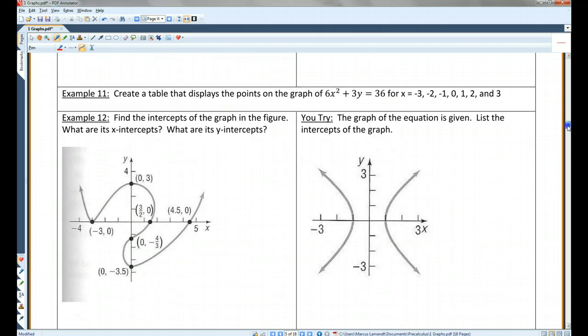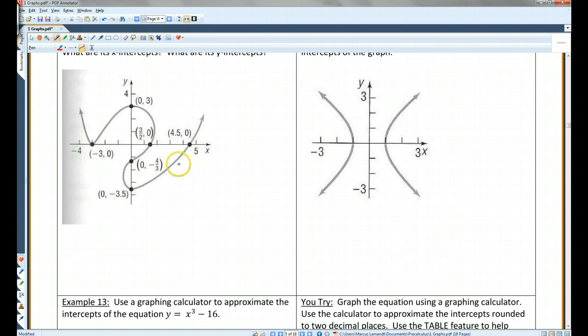Alright. Find the intercepts. We'll just say, check, we did it. Find the intercepts of the graph in the figure. What are the x-intercepts? What are the y-intercepts? Okay. The x-intercepts hit the x-axis. So the places where it hits the x-axis, here, here, and here. So, negative 3, 0, 3 over 2, 0, and 4.5, 0. Notice how for all the x-intercepts, the y value is 0.